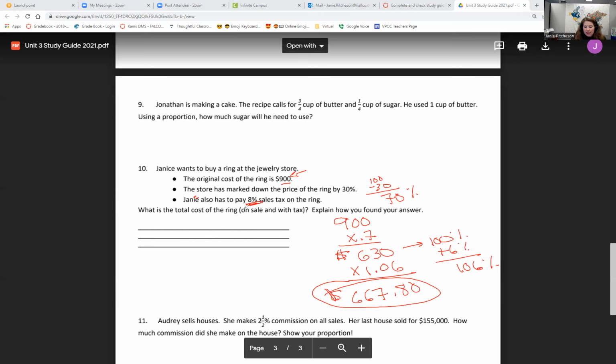You guys, it's 8%. I'm so sorry. I don't know why I'm using a 6. It's 8. So this isn't right. It's 8% sales tax. So let's do this again. 630 times 1.08. The real answer is $680.40. That's the price of the ring on sale and with sales tax.